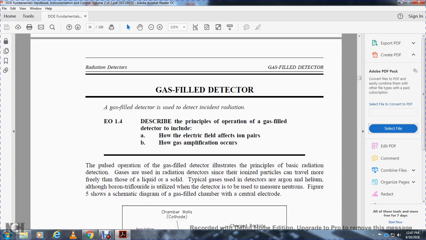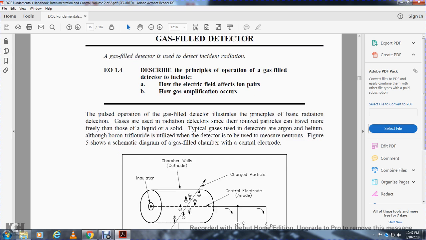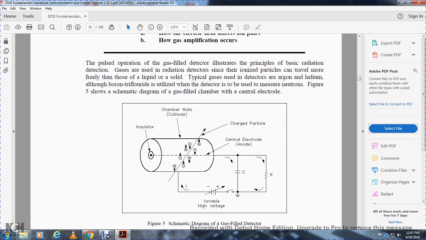Gas-filled detector. The pulse operation of a gas-filled detector illustrates the principle of basic radiation detection. Gases are used in radiation detectors because ionized particles can travel freely through them, unlike a liquid or solid. Typical gases in detectors are argon and helium. Boron trifluoride is used in detectors to measure neutrons. Figure 5 shows a schematic diagram of a gas-filled chamber with a central electrode, showing the insulator, chamber wall cathode, charged particle, and central electrode anode.